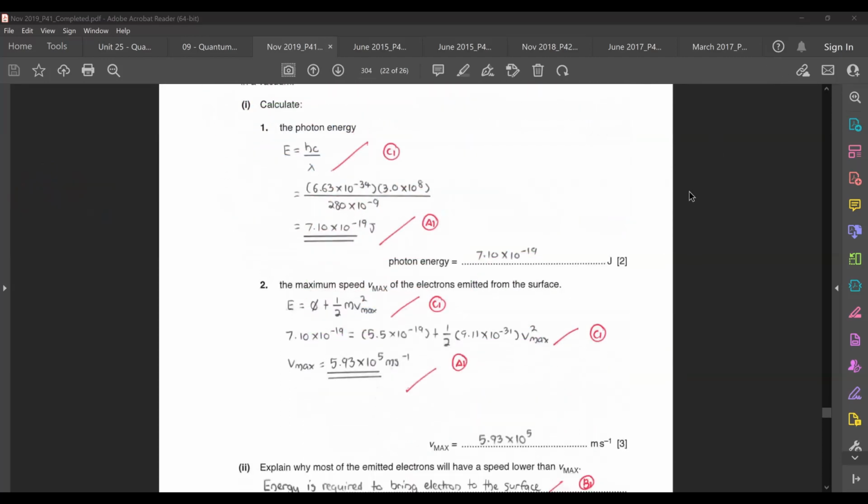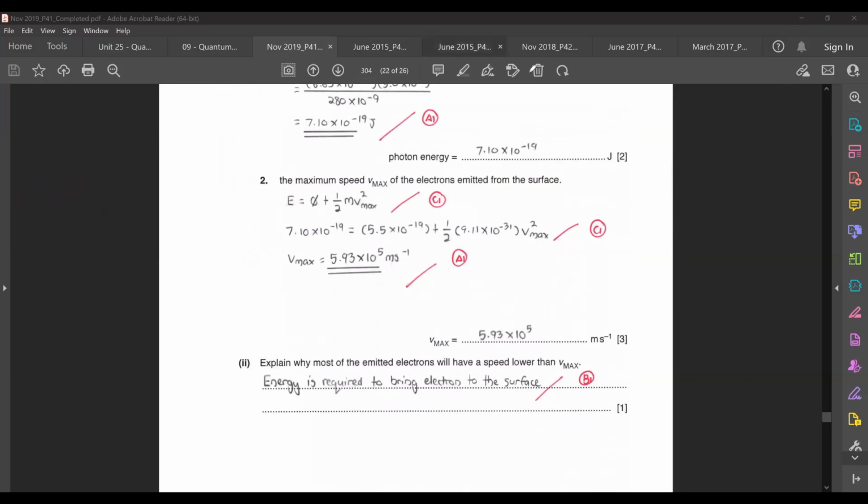Then next part here is number 2. Find out the maximum speed Vmax of the electrons emitted from the surface. Be careful about the term that they use. They're not asking you to find the maximum KE. They're asking you to find the maximum speed, which is derived from your maximum KE in the first place. So you use your photoelectric equation, the general form of it. Photon energy is equal to work function plus your KE max. This one is supposed to be your KE max, but you expand it to become half m v max squared. That's why you have it in this form right now.